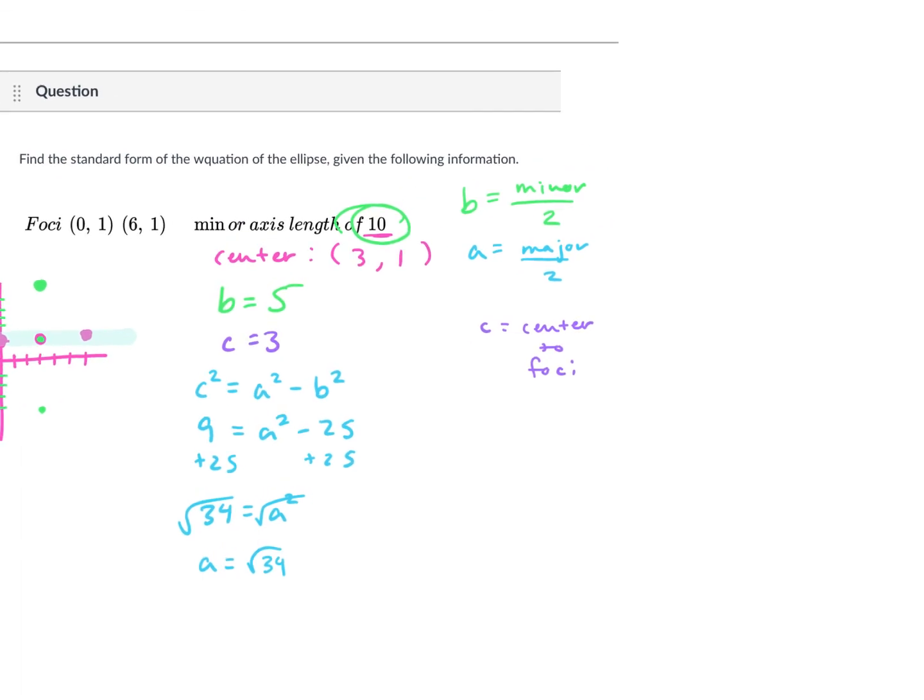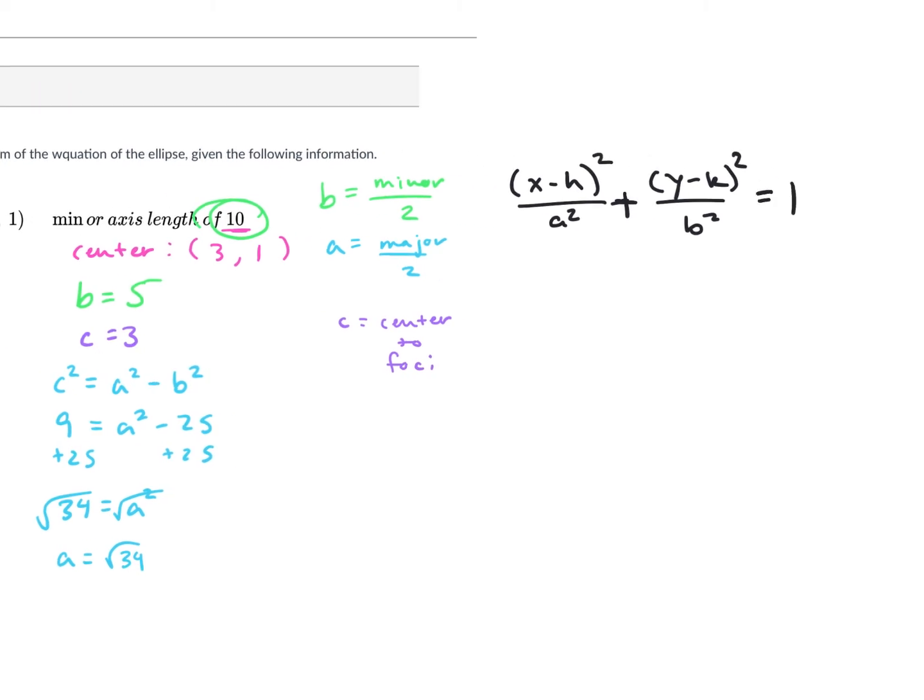In our equation of the ellipse, our standard form, the basic equation is x minus h squared over a squared. An ellipse is plus in the middle, and then it's equal to 1. Once we have our center, our A and our B, we can go ahead and start plugging it in, because that's really all we need: H, K, A, and B.